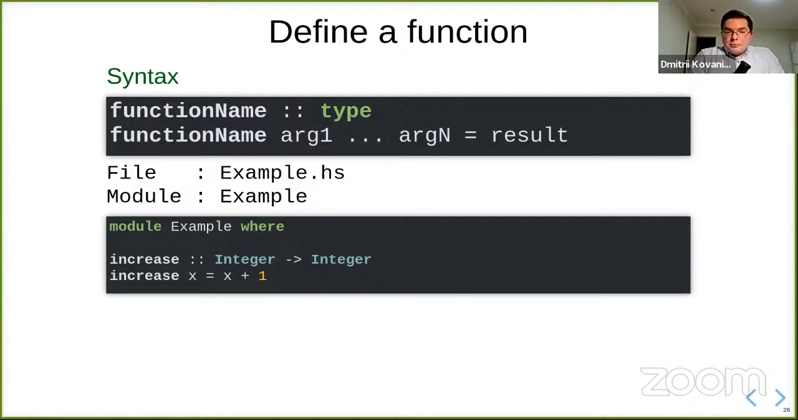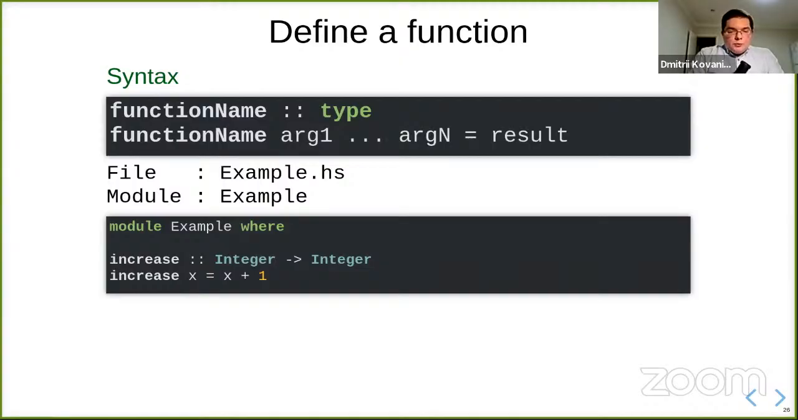Let's look at an example. Let's create a file called example.hs. hs is the extension of Haskell files. Haskell files are called modules. When you write the file, you need to start it with the keyword module, the name of the module, and the keyword where. By naming convention, Haskell modules should have the same name as files. There are some conventions when files are inside directories, but we don't care about this for now. So we have a module Example.